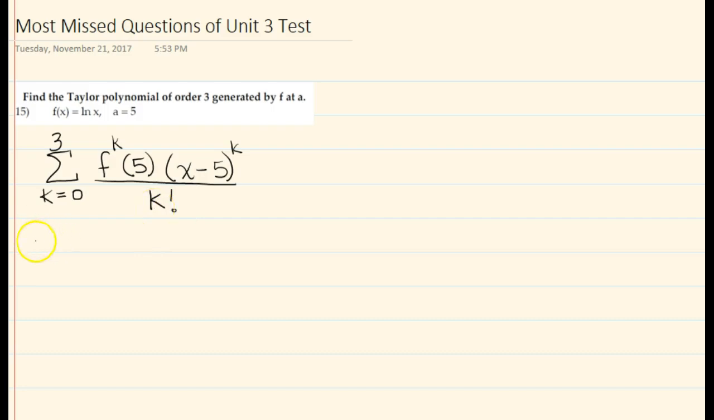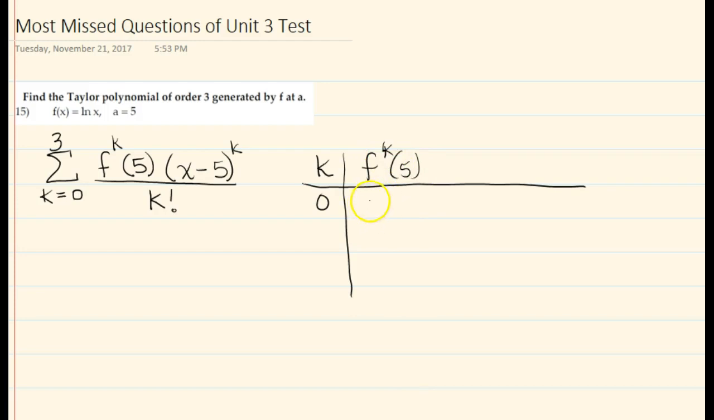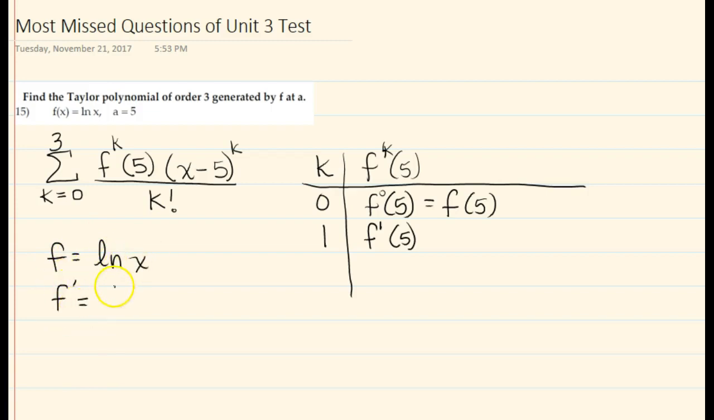So what we notice when we plug in k equal to 0, I'm going to put my values for k here. When k is equal to 0, we go find f of k at 5. So this is f of 0, which means we're not taking the derivative. We're just looking for the value of f at 5. Then we let k equal 1, so we find the first derivative at 5. Well, f is equal to natural log of x, so f prime is equal to 1 over x. That means I'm going to find this to be 1 over 5. This one up here we found to be the natural log of 5.